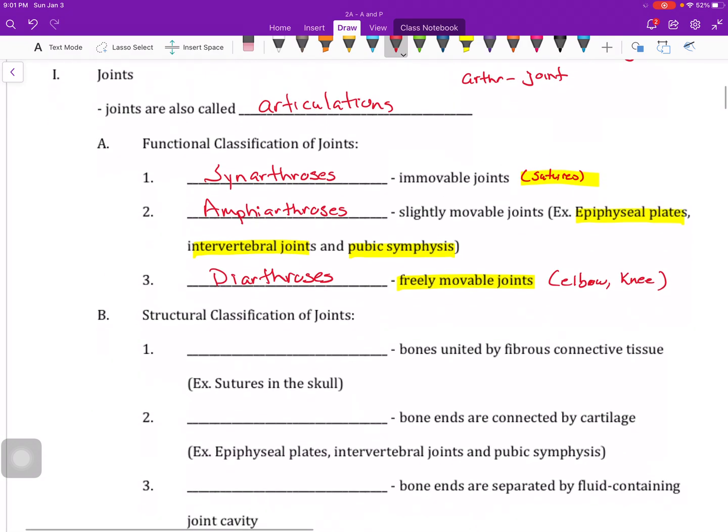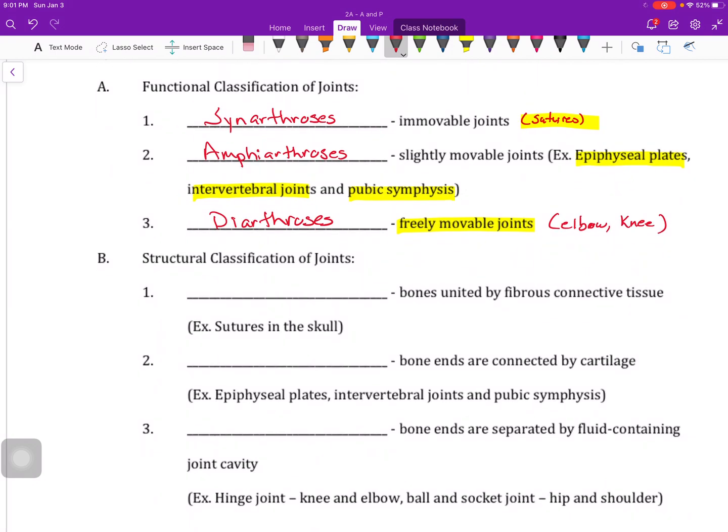All right, so let's look at the structural classification of joints. First one is going to be called fibrous. These are bones united by fibrous connective tissue. Sutures in the skull. You remember that the sutures in the skull start out with a space between them. They're movable. We said that helped with vaginal deliveries. And that fibrous connective tissue was referred to in several spots as fontanelles.